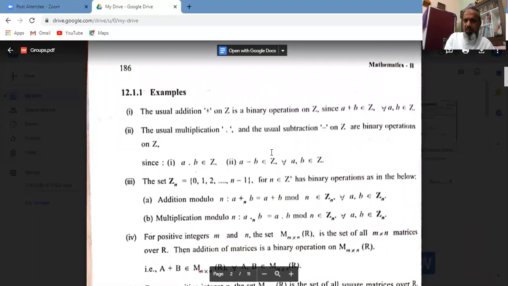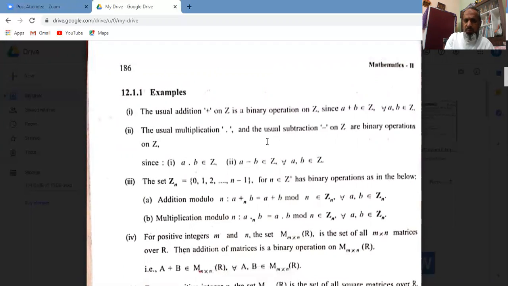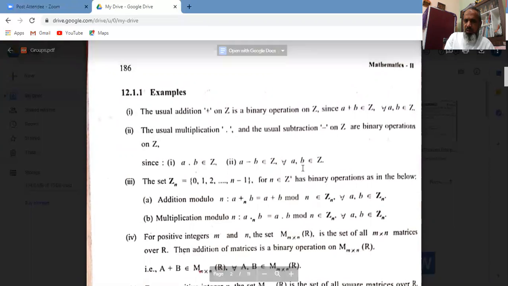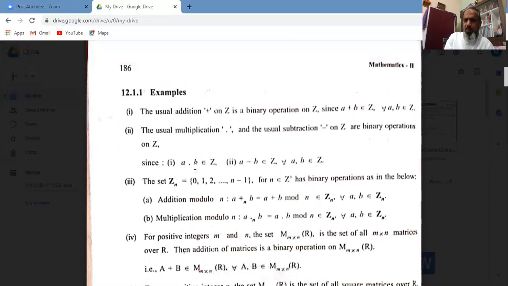Similarly, usual multiplication in Z is also a binary operation. Usual subtraction is also a binary operation, because for a, b belonging to Z, a into b, the multiplication of two integers, is again an integer. Therefore, multiplication is also a binary operation. Subtraction of two integers is again an integer. For example, a is equal to 5, b is equal to 10, a minus b, 5 minus 10 is equal to minus 5, is again an integer. Therefore, subtraction is also a binary operation in the set of integers.